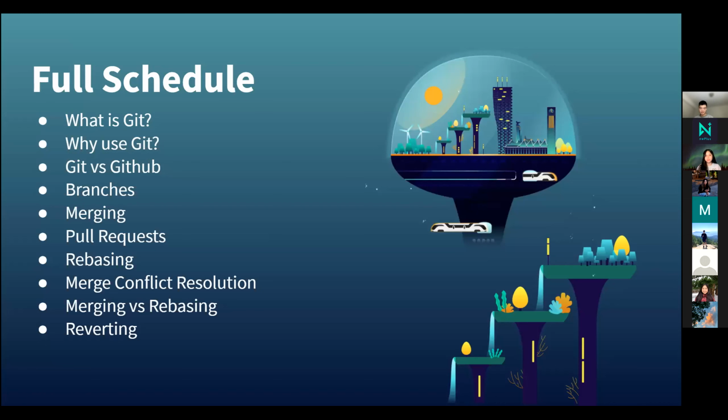So we are kind of just merging two workshops that are usually held separately. So it does seem like a lot when you look at the schedule, but I promise you that we will get through all the material in no time. We'll be starting off with a brief intro to what Git is and why one would use Git and all that good stuff. And then heading off into some intermediate stuff like branches, merging, and pull requests, and then ending off with some slightly more advanced stuff, such as rebasing, merge conflict resolution, merging versus rebasing, reverting, all that good stuff.